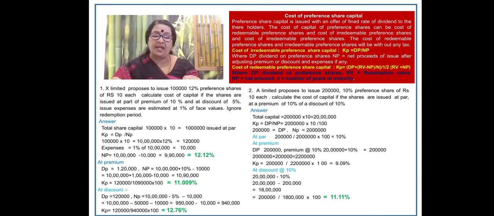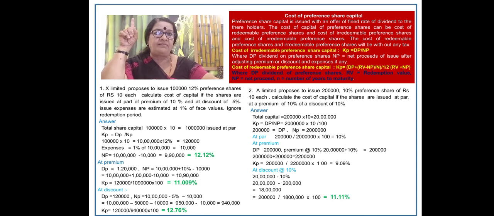Now we can apply the equation. Here n is how many years? 8 years, N equal to 8. Kp equal to DP, that is 55,000, plus RV, 5 lakh, minus NP, net present value. NP is 4 lakh 80,000, that is from the 5 lakh we are deducting expenses if any.